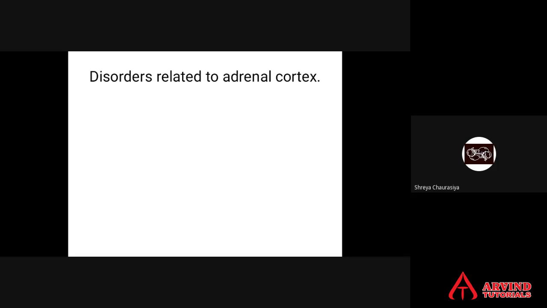Disorders related to adrenal cortex. So students, that is all the discussion for the adrenal gland.